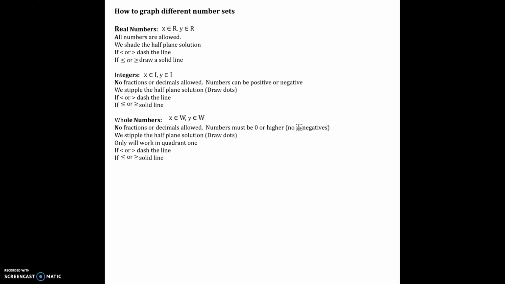How to graph different number sets. So you'll want to write this in your notes. So real numbers, that's how it would be written. X belongs to real numbers, Y belongs to the real numbers. So R represents real numbers. If I jump down to integers, they use an I. And for whole numbers, they would use a W. And if we were ever dealing with natural numbers, they would use an N.